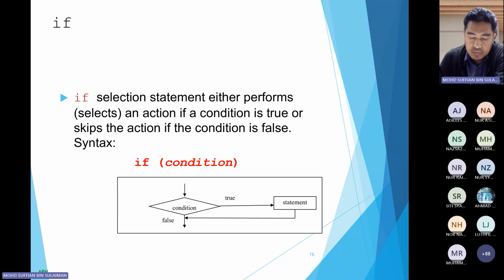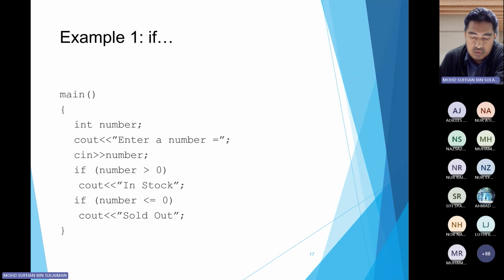Okay, so this is the syntax that you need to use in C++. We need to use the keyword if followed by the open and close bracket. So inside is your condition, right? For example, let's see, we have this kind of code. Integer number, enter number, cin number, if number greater than 0.